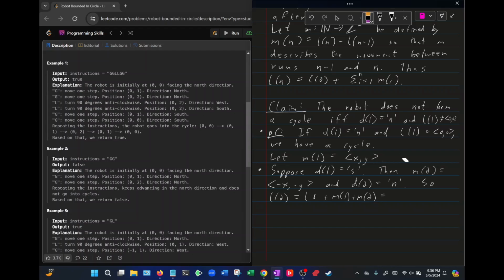So I'm not going to write out the origin this time, but writing out M1, we know that this is X, Y, and M2 is negative X, negative Y. So this is 0. Okay. So we've returned again to being at the origin. So after 2 steps, we're at the origin and we are facing north. So this is a cycle.